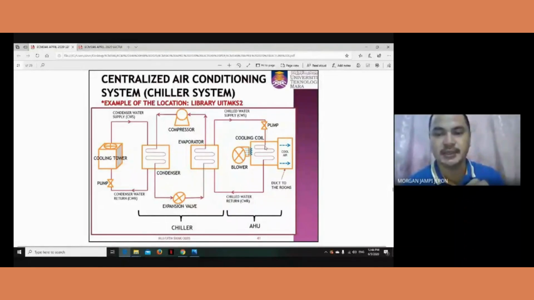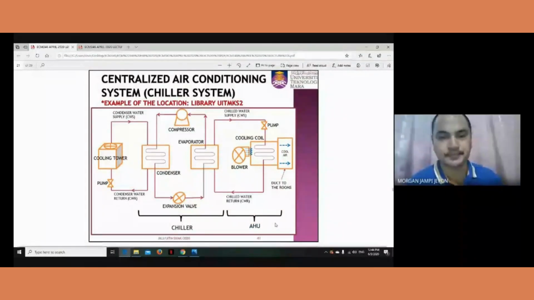So the cooling coil is similar to the evaporator here, but it uses water. In the evaporator, it uses refrigerant. So that is the difference between the evaporator and the cooling coil. The cooling coil is cold, and if we blow air through this cooling coil, that will become cool air, and that cool air is transferred by duct into the room. So that is how we produce cool air, by using this system called the chiller system. This cooling coil as well as the blower is inside this room called the AHU. AHU stands for air handling unit.